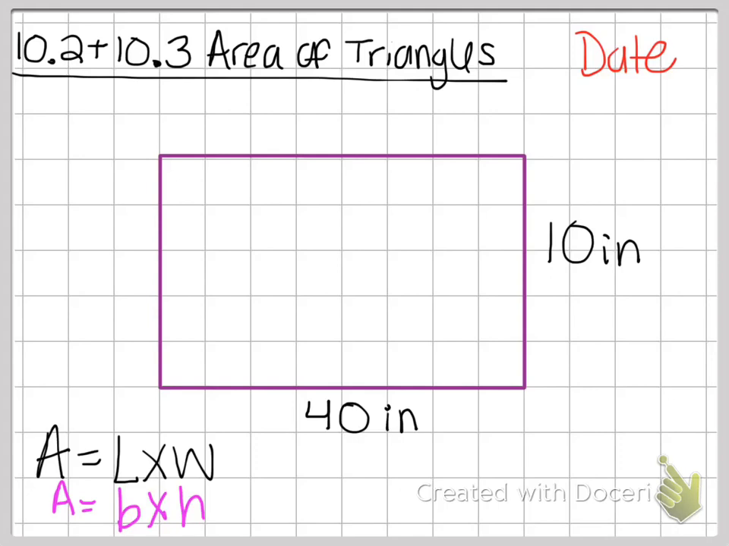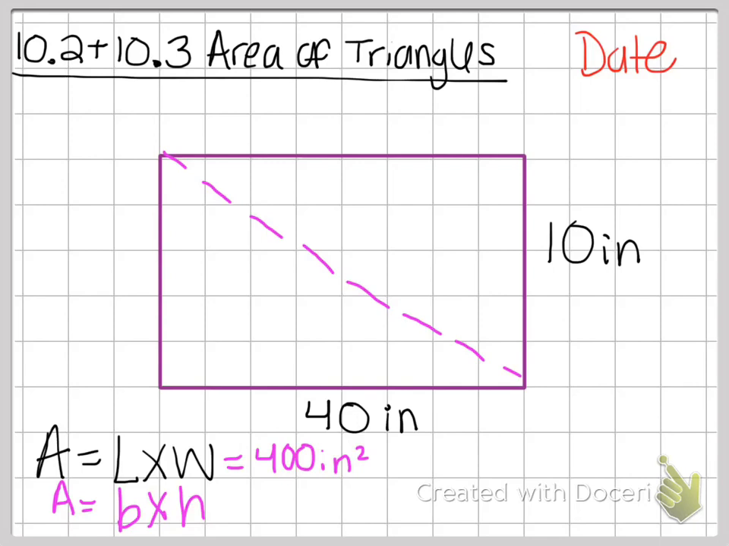So if I wanted to find the area of this given rectangle, I would do 40 times 10, which would equal 400 inches squared. Now, if you notice, as I'm splitting this rectangle, cutting it diagonally, I have just created two triangles on either side of this dashed line.